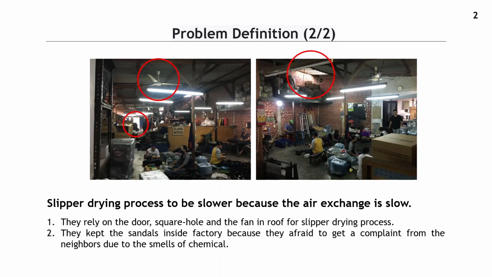It also makes the slipper drying process slower because the air exchange is slow. They only rely on the door, square holes, and the fan in the roof for the slipper drying process. They also keep the sandals inside the factory because they are afraid of getting complaints from the neighborhood about the smell of the chemical. It also makes the air inside the factory humid. That's why the drying process is slower.